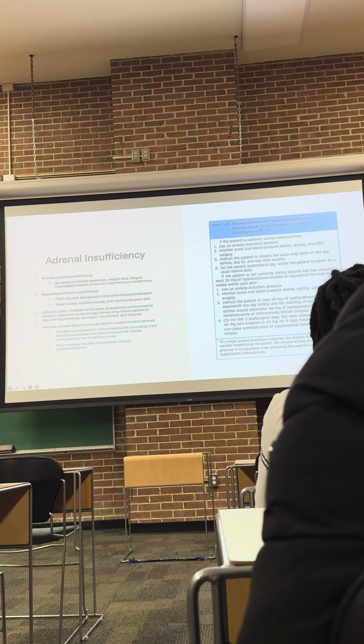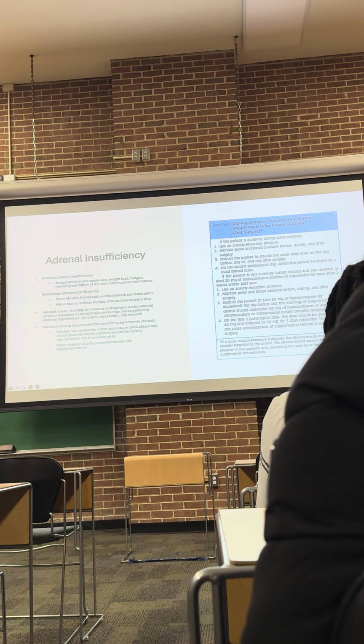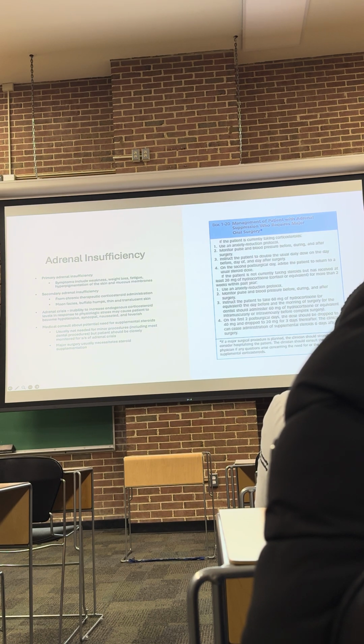So for adrenal insufficiency, there are two types mainly, and then there's adrenal crisis. We have the primary adrenal insufficiency. This is where somebody may come into your office and have symptoms like weakness, weight loss, fatigue, hyperpigmentation of the skin and mucous membranes. And then we have the secondary, which is from chronic steroid use. So with those patients, there are again protocols that we have to follow.